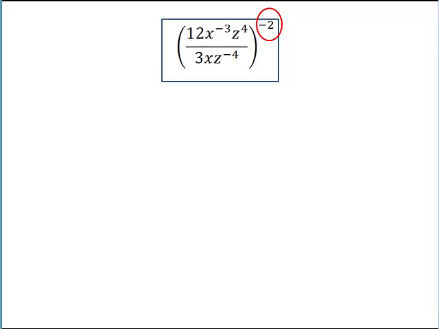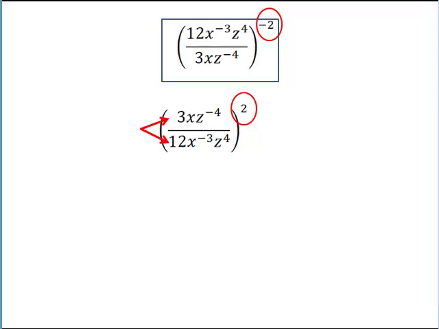We can turn this -2 into a +2 simply by flipping the fraction over. Notice we have exchanged the numerator with the denominator, and the 2 on the outside became positive. If you aren't familiar with this step, you should go back and study raising fractions to negative exponents. Notice that none of the exponents inside the parentheses are affected. We simply switch the numerator and the denominator.